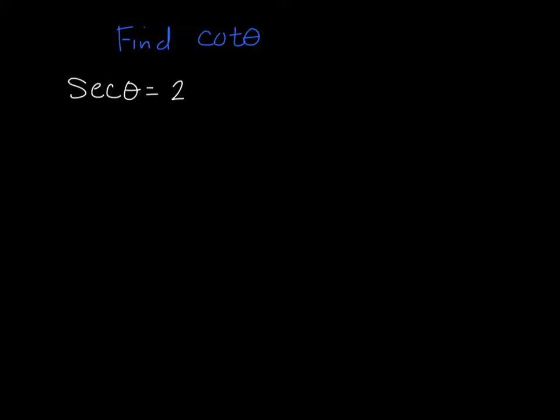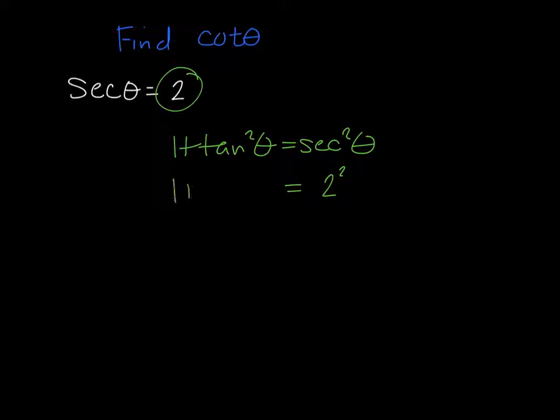Here's the thing. If you look at your identities, there is nothing that has secant and cotangent in it. But I do have an identity that says 1 plus tangent squared equals secant squared. And you might be looking at that saying, well, that doesn't really help me. But the thing is, I know secant. So I can plug that in. And the reason that helps me is once I know tangent, I just have to flip it over to figure out cotangent. So really finding tangent is the same thing as finding cotangent. So I'm going to focus on finding tangent.